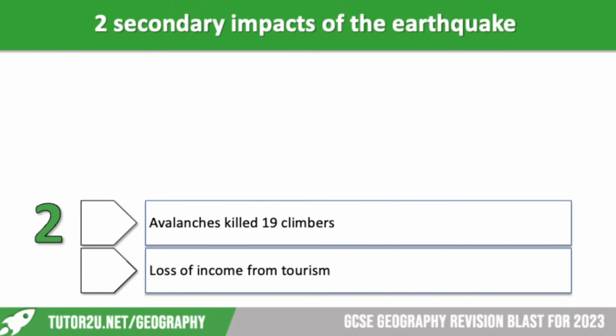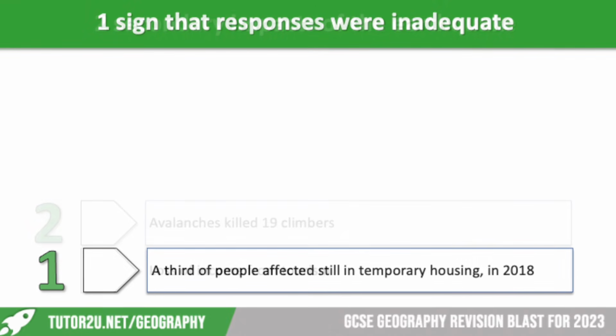2 secondary impacts of the earthquake. The avalanches killed 19 climbers, and there was a loss of income from tourism. So Kathmandu took a really long time to get back on its feet after this. And 1 sign that the responses were inadequate, well, 1/3 of people affected were still in temporary housing in 2018, which is 3 years later.